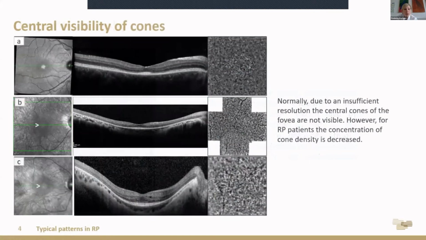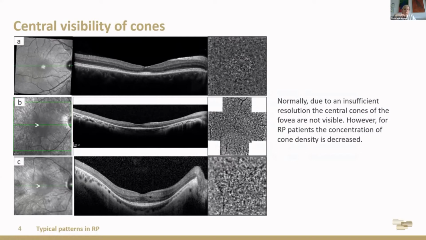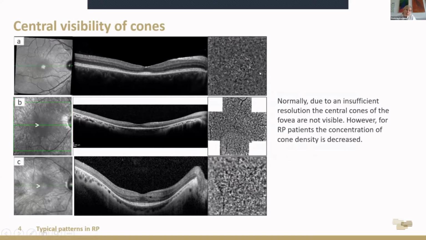The second one is central visibility of cones. As you all know, normally, due to insufficient resolution in the very central area of the macula, the cones can't be displayed. However, for RP patients, the density of cones decreases, and it's remarkable that you see a kind of mosaic. Even if it's not as dense as in normal patients, it's visible. So that's the second one.